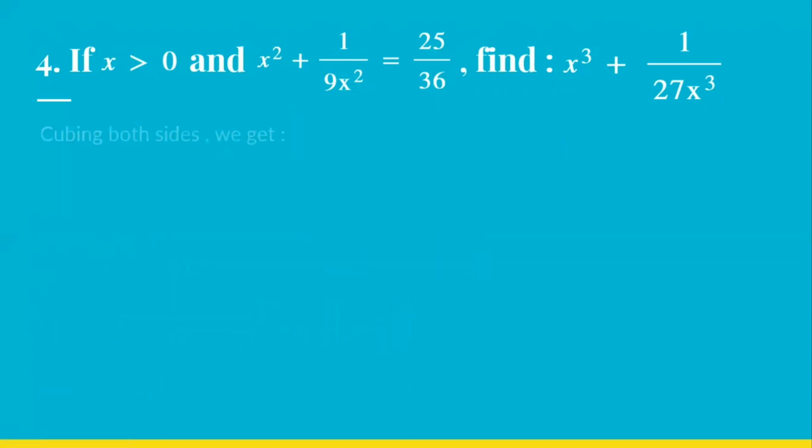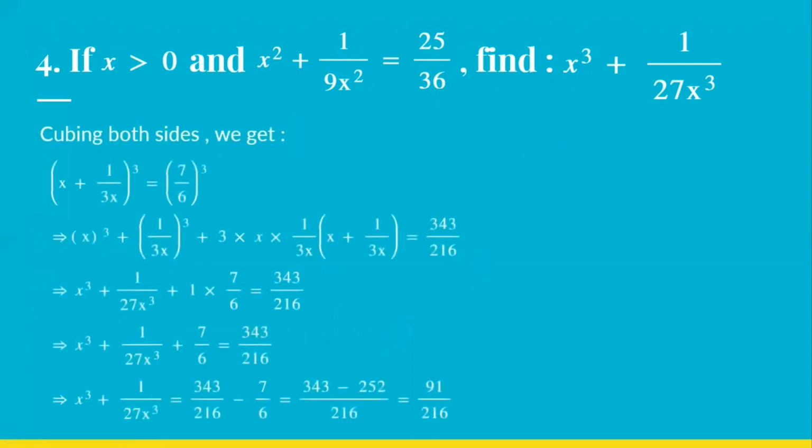Okay. Now we are asked to find the value of x cube plus 1 upon 27x cube. So what do we do here? x plus 1 upon 3x is equal to 7 by 6, we got. We just cube both sides. Now cubing both sides we get a plus b the whole cube is a cube, that is x cube, plus b cube, that is 1 upon 3x cube, plus 3ab, that is x into 3 into x into 1 by 3x. This will get cancelled. In bracket a plus b, that is x plus 1 by 3x.